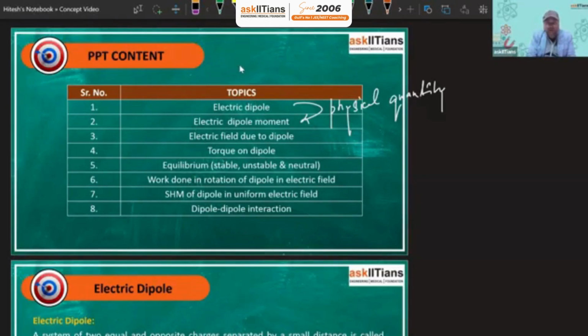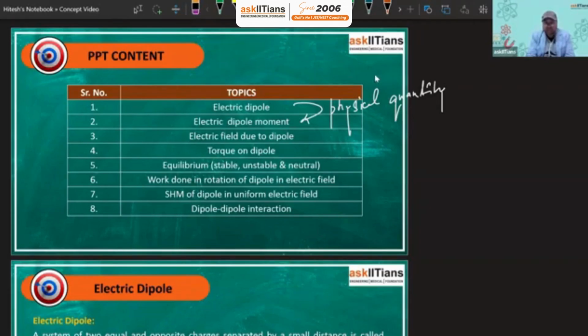So this is a kind of system where we have a positive and a negative, separated by some distance. That is an electric dipole: a positive charge and a negative charge. So that becomes an electric dipole. We have various electric dipoles in our nature.